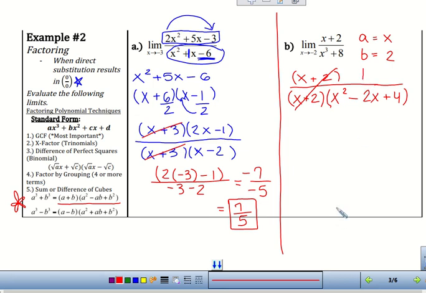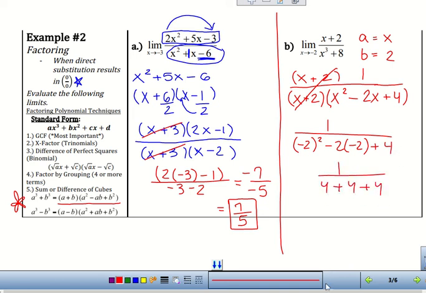Now, let's go ahead and try doing direct substitution now. So we get 1 over negative 2 squared minus negative 2 times negative 2 plus 4. That's 1 over 4 plus 4 plus 4, which is what? 1 over 12. So you see why factoring was necessary there? If you would have tried plugging it in earlier, you would have gotten 0 over 0.